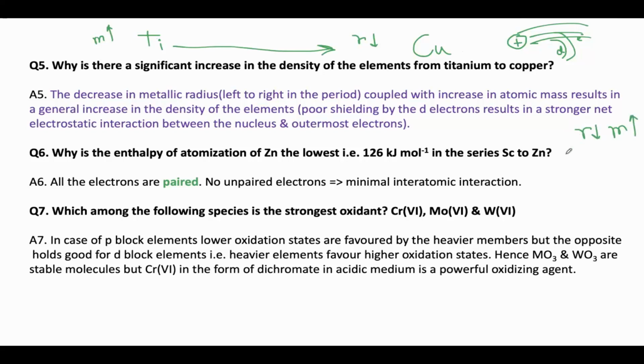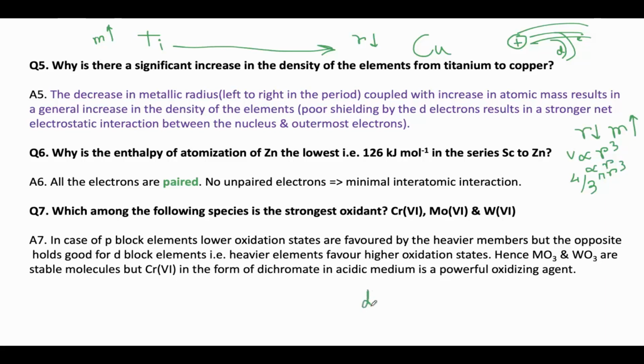So if the radius decreases, we know the volume is directly proportional to the radius, because if we think of the atom as a spherical unit, then the volume of a sphere is 4/3 pi r cube. So volume is directly proportional to r cube, and so volume will also depend on r. So as r decreases, volume also decreases.